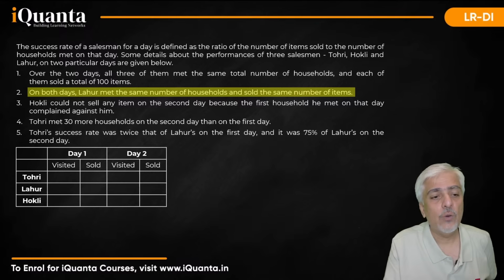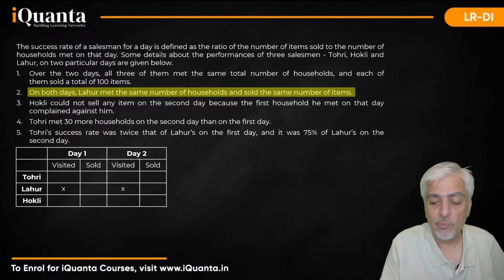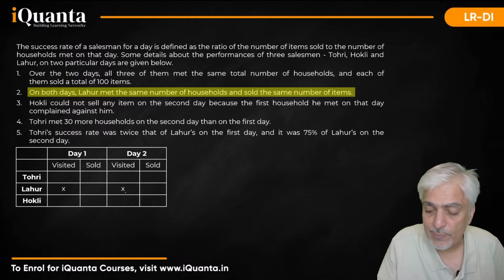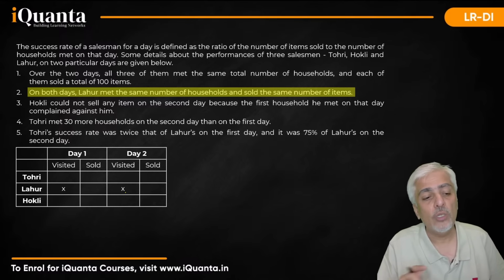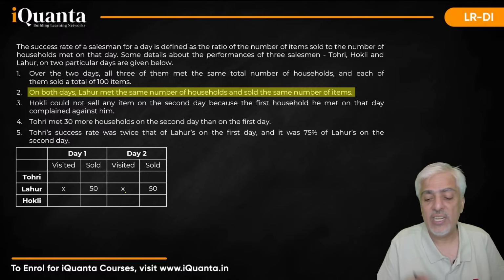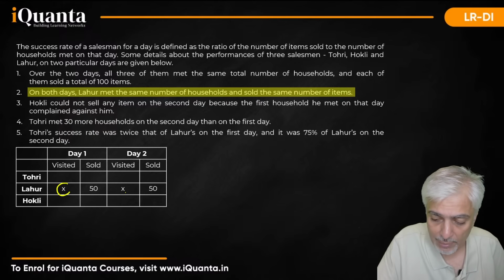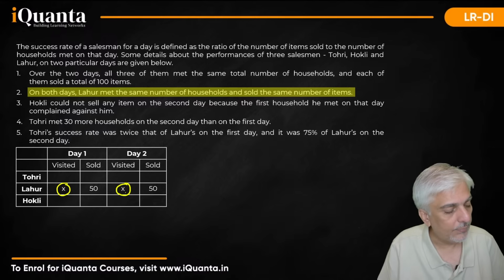On both days, Lahore met the same number of households and sold the same number of items. So Lahore met x people over here, and x people over here also. And on both days, he sold the same, so 50-50. So this was the variable I brought into play.